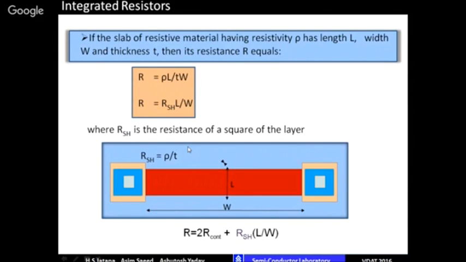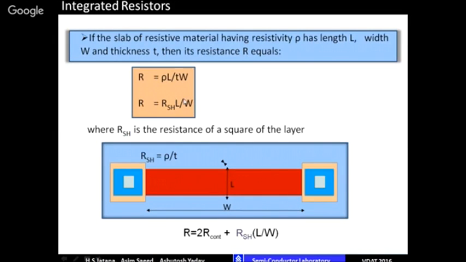So based on this, R is equal to rho L over A, and rho over T we define as the sheet resistivity RSH, because that the designer cannot change, it is fixed. Designer can only change L and W. Sheet resistivity is a property of the process. So you have L and W, so you can adjust L and W.